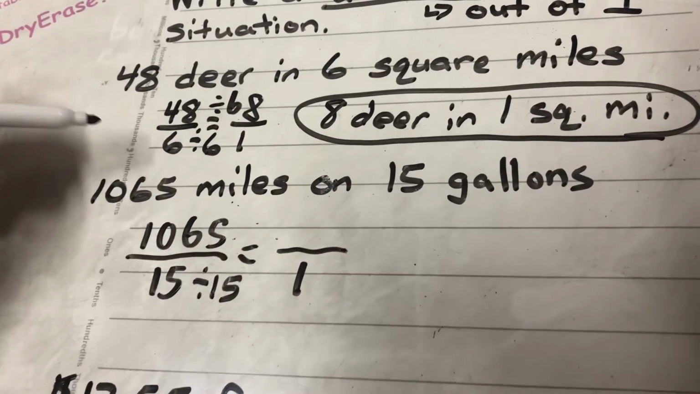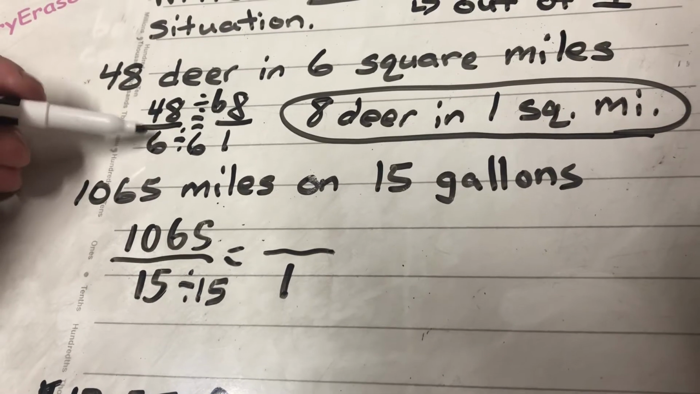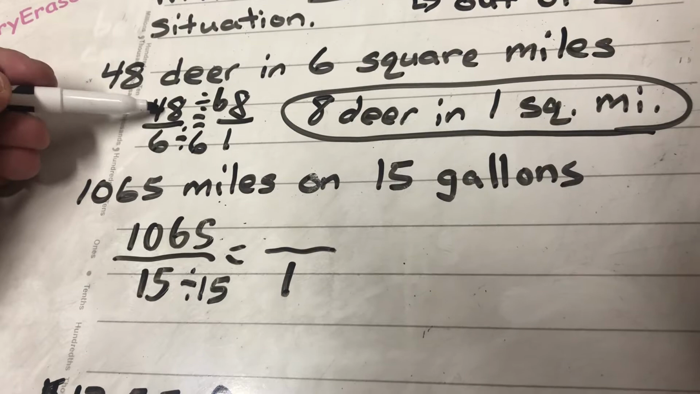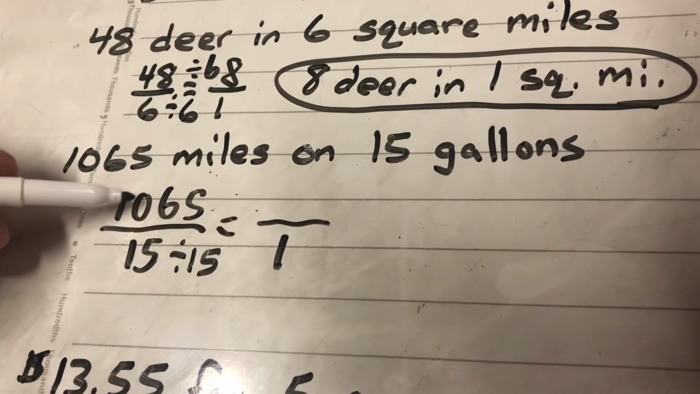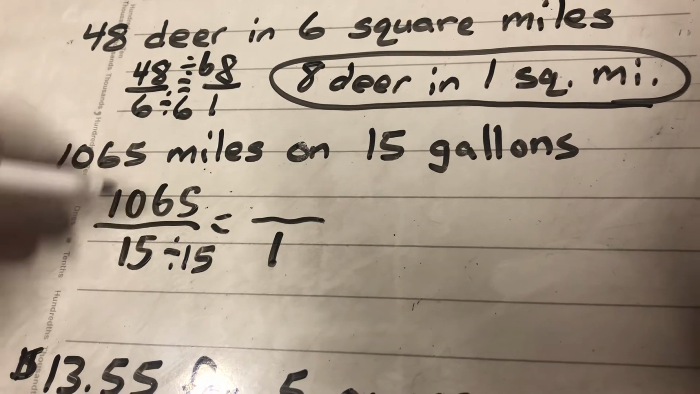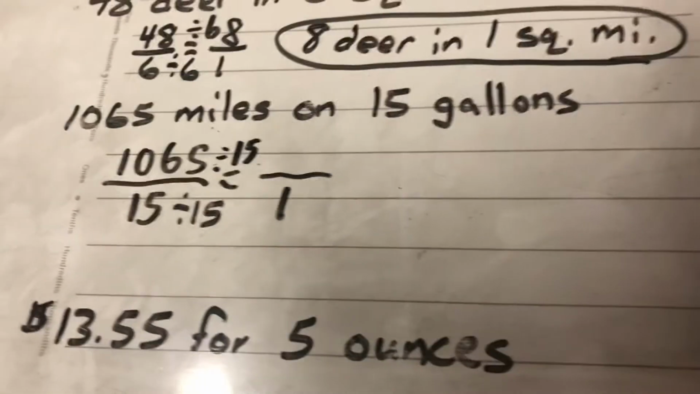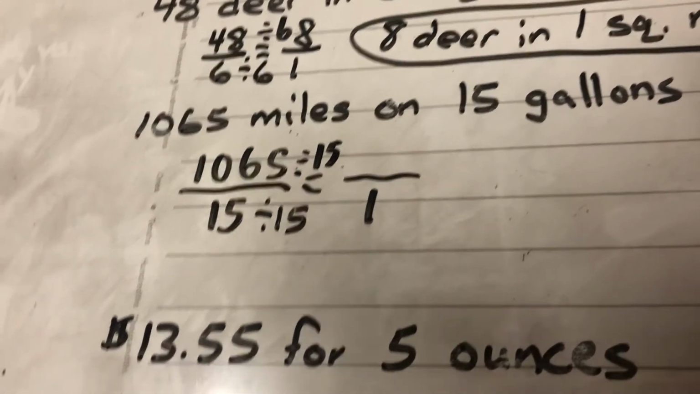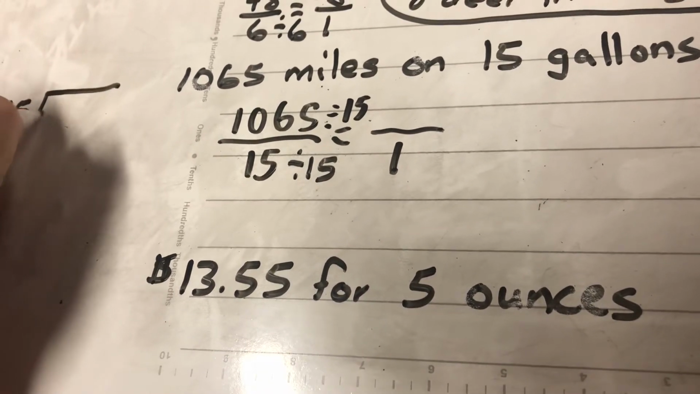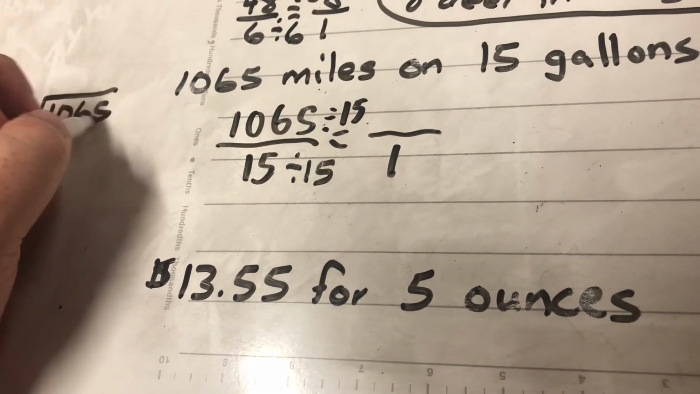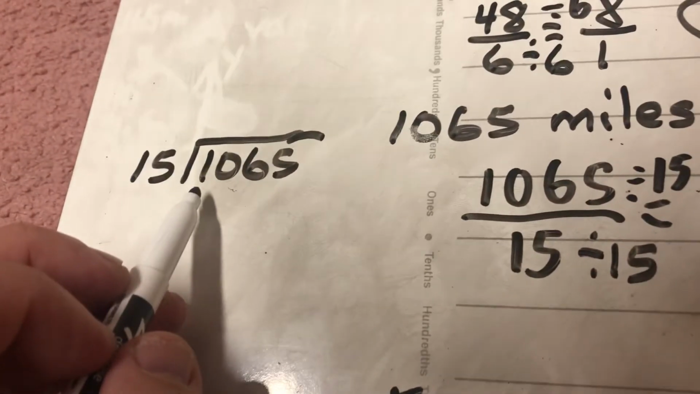Essentially, all we're doing is the problem that the original ratio sets up. Like this was 48 over 6, we had to do 48 divided by 6. This is 1,065 over 15, so we're having to do 1,065 divided by 15, which really does not work out for mental math for us. We've got to go and do 1,065 divided by 15.